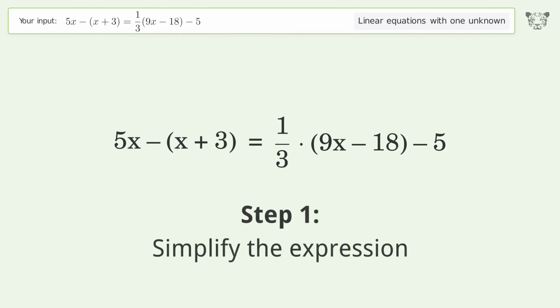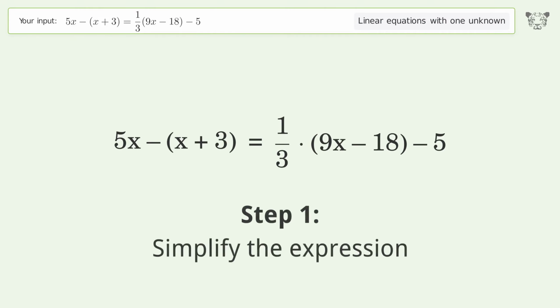Simplify the expression. Expand the parentheses. Simplify the arithmetic. Multiply the fractions. Break up the fraction. Simplify the fraction.